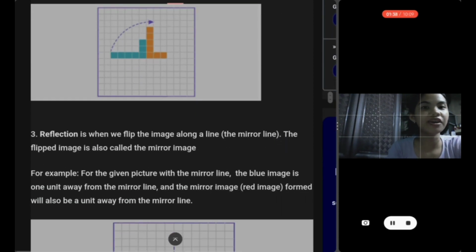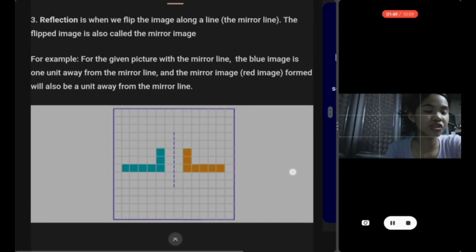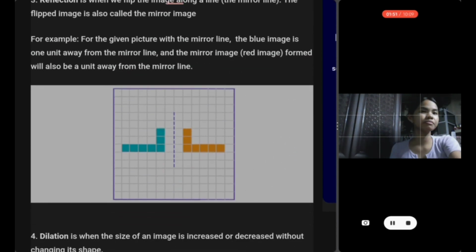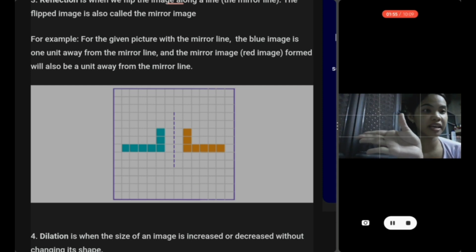Next, reflection is when we flip the image along a line, the mirror line. The flipped image is called the mirror image. As you can see in this video, the figure is formed like this and mirrored to the other side, but the size remains the same.